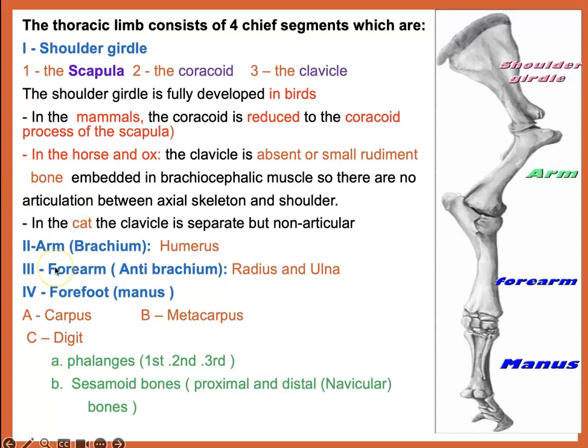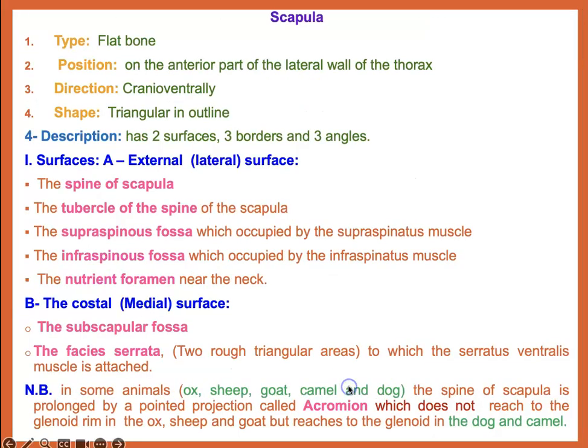Then you have the arm or brachium, which has the humerus, and then the forearm or antebrachium, which has the radius and ulna. You can see the forefoot or manus region has the carpus, metacarpus, and then the digit. The digit in equine has 3 phalanges and 3 sesamoid bones: 2 proximal sesamoid bones, and 1 distal sesamoid bone in the coffin joint, which is called the navicular bone.